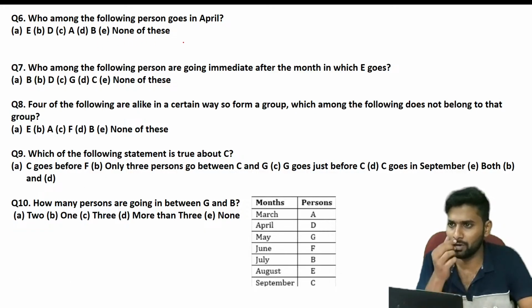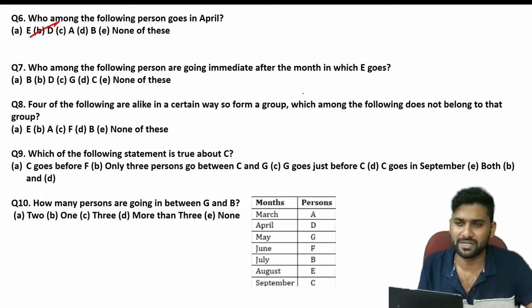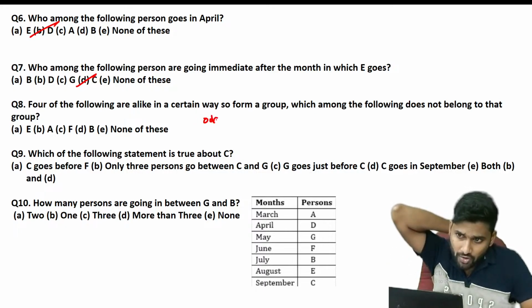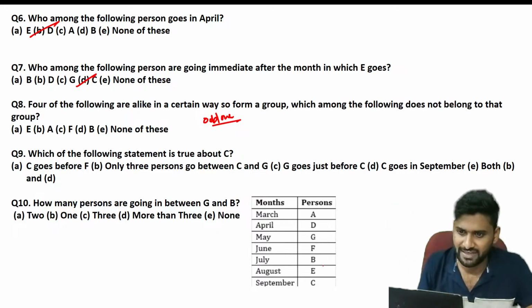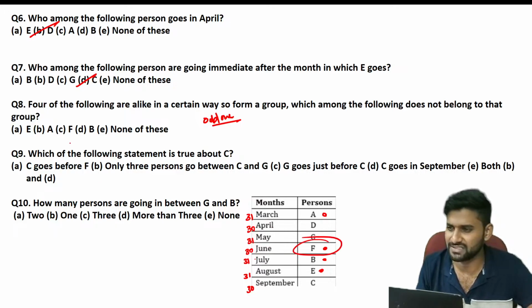See question number 1. Who among the following persons goes in April? Option D. Who among the following persons goes immediately after the month in which E goes? Person C. So 4 are the same and 1 is different. You just identify what the odd one is. So here, A, F, B. Can anyone tell me? See, March is 31 days. You already know that. April, May, July, August, September. Check it out here: 31 days and 31 days. So F seems to be 30 days.